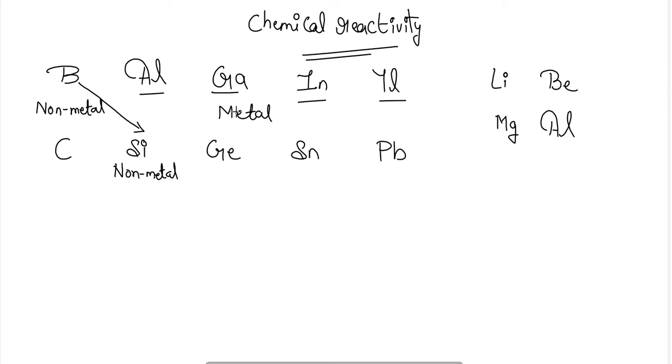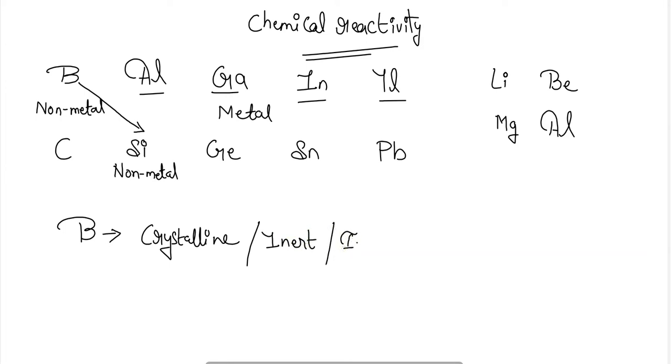Okay, so here in the chemical reactivity we will see that the boron forms non-metallic compounds, and the crystalline form is very hard, inert, and non-conducting. Boron exists in crystalline form, and the crystalline structure of boron is inert in nature, and also it is an insulator. Okay, it is an insulator.